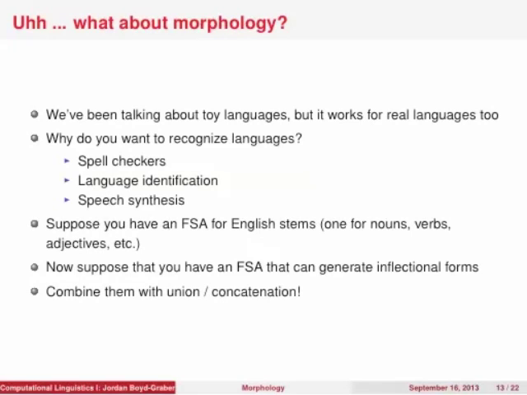Okay, but we've thus far been talking about this abstract FSA. How do you actually apply it to languages? So we can recognize languages, and we can even recognize real natural languages. And we need to do that for things like spell checkers, language identification, or speech synthesis. And so suppose that you have a finite state automaton that can detect English stems, one for nouns, one for verbs, adjectives, etc. You want to also recognize inflected forms. So you can do that with union and concatenation operations.